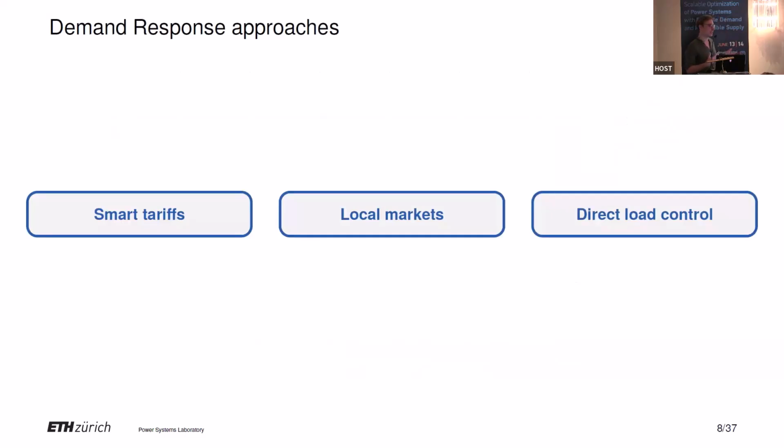And this is basically the context of demand response that was also introduced before in the workshop. I think there are different approaches for demand response.